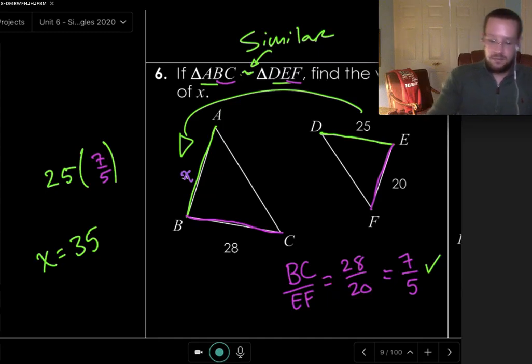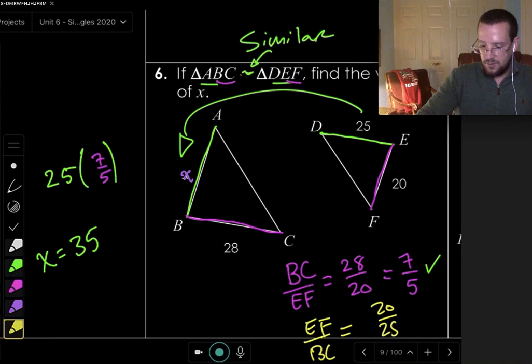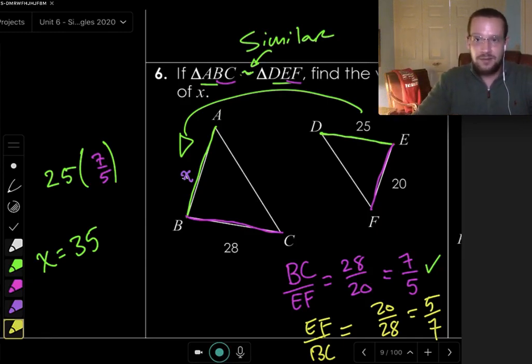Now, you may be wondering, well, Mr. Hissner, you could have made it EF over BC. This could have been 20 over 28. This could have been 5/7. And you're right, it could have been. But 5/7 is a number that's less than 1. And if I want to make a number bigger, the number that I multiply that number by must be greater than 1.